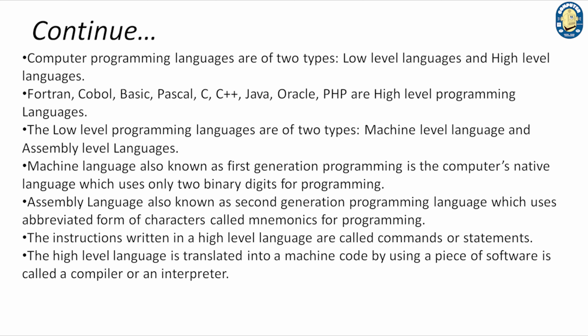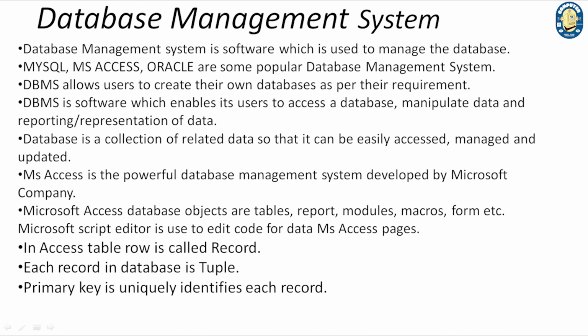Machine language, also known as first-generation programming language, is the computer's native language which uses only 2 binary digits for programming. Assembly language, also known as second-generation programming language, uses abbreviated forms of characters called mnemonics for programming. The instructions written in a high-level language are called commands or statements. The high-level language is translated into machine code by using a piece of software called a compiler or an interpreter.